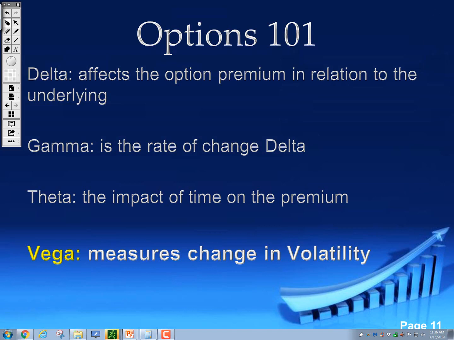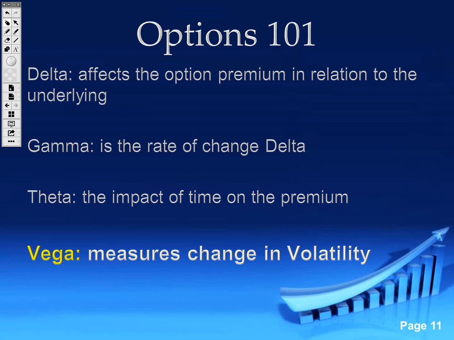All right, so now we got the basic 101s out of the way. So we know what the Greeks are. They're pretty easy. We've got delta, which is the change of the premium. Gamma goes with delta. Theta is just time, and Vega is just volatility. It's those percentages. Pretty simple.